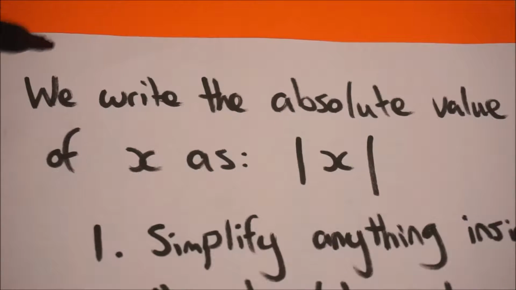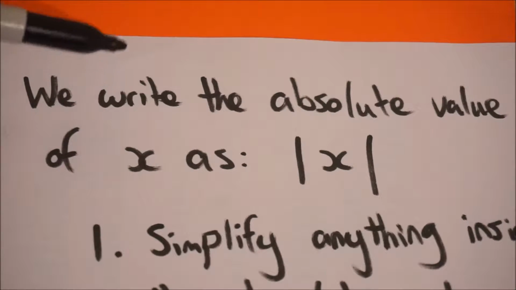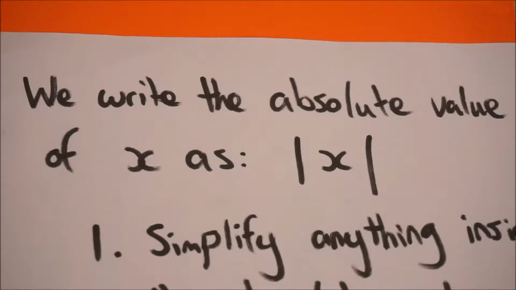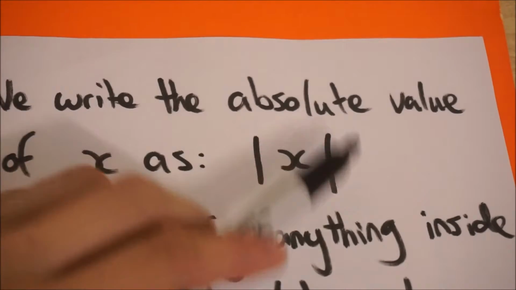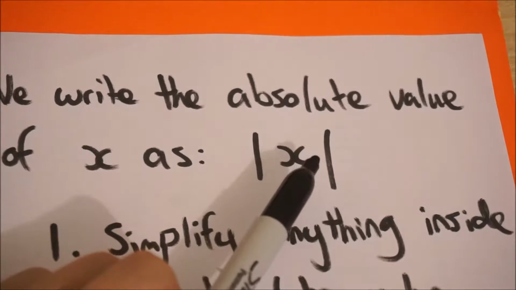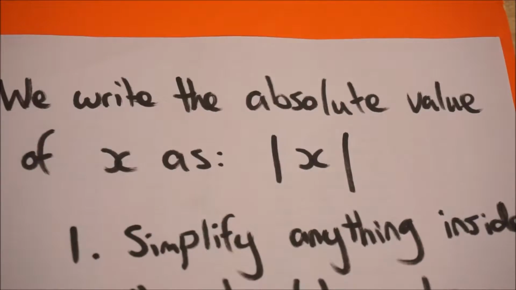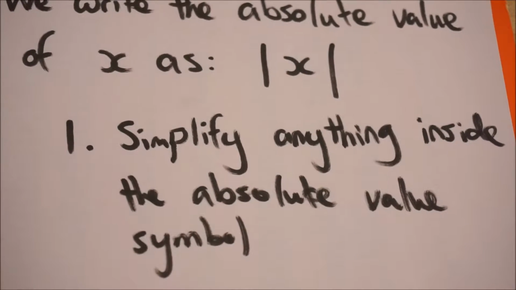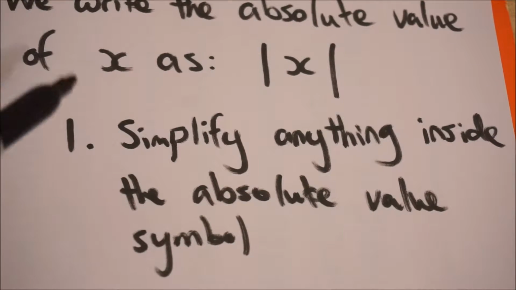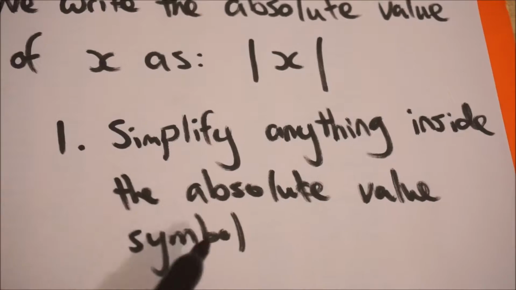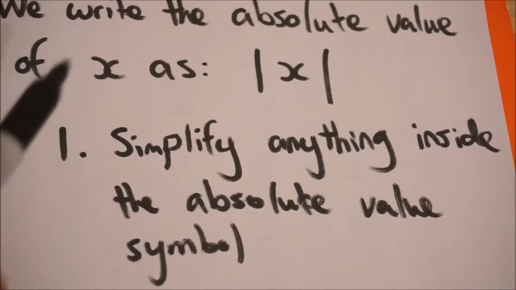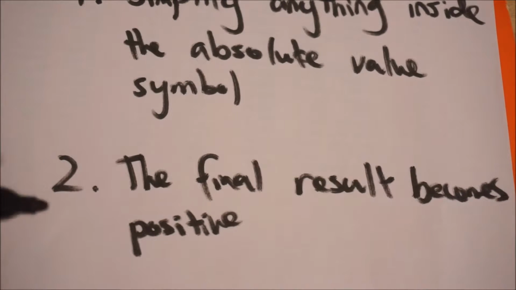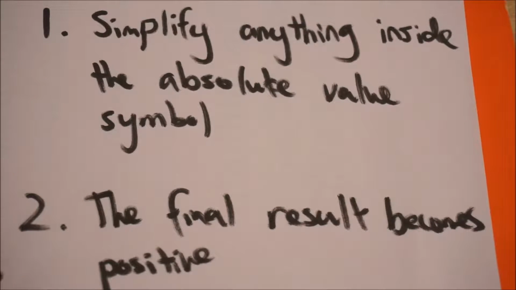So let's look at this concept of the absolute value. We write the absolute value of x as x in between these two bars here. That means I'm taking the absolute value of x. What does that actually mean? Before we do anything with that, we want to make sure that we simplify anything inside the absolute value symbol. We simplify anything inside, and then after that, the final result becomes positive.